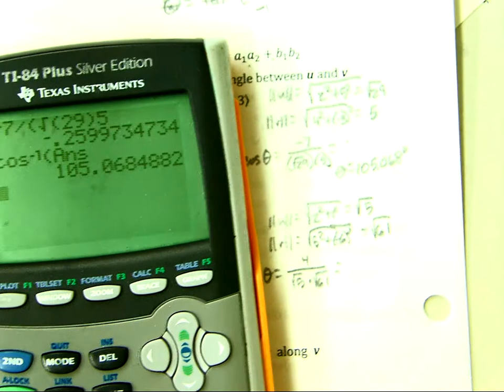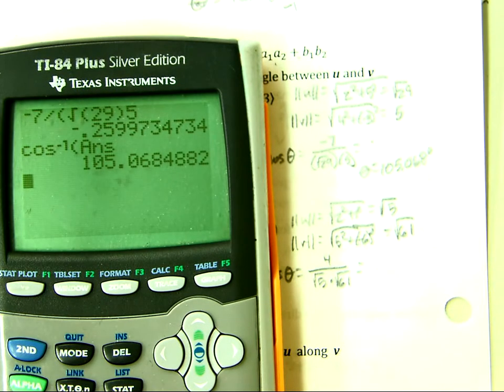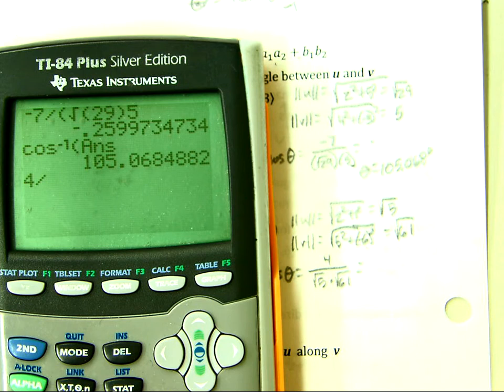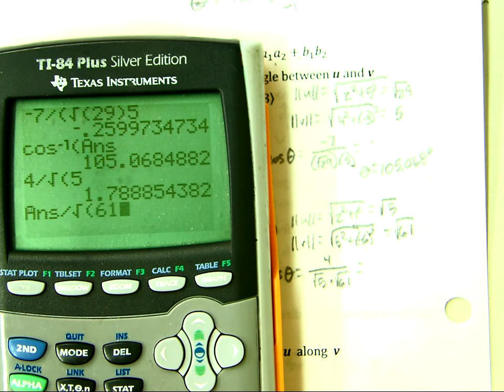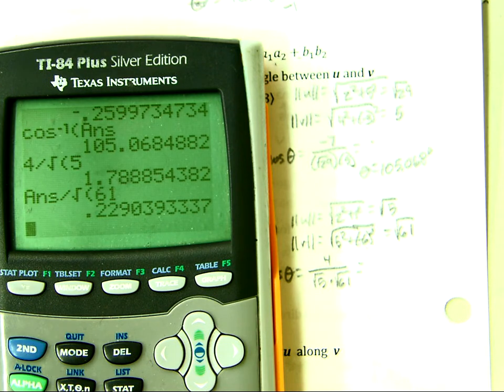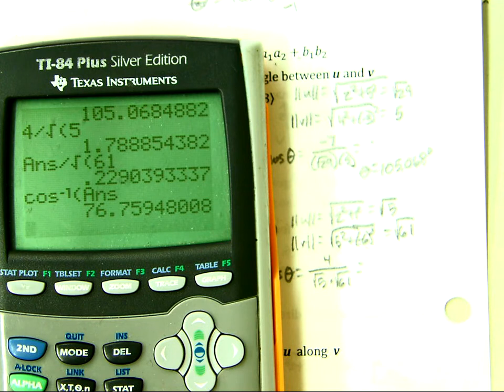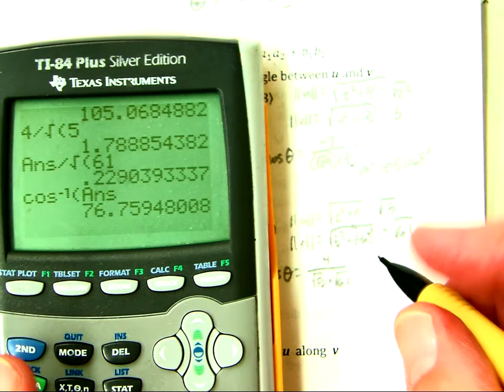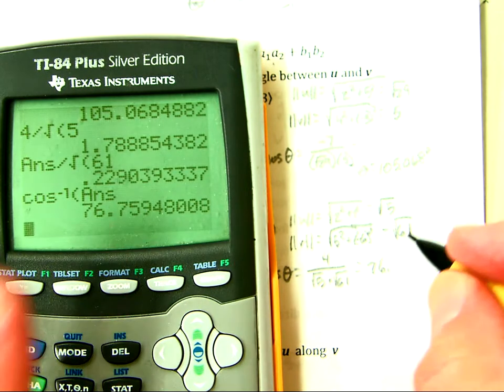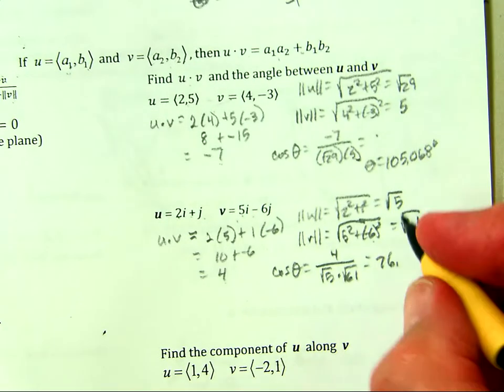Again, we would multiply that on our calculator. So 4 divided by the square root of 5 divided by the square root of 61. I get that decimal. Now I take the inverse cosine of that answer, and I get 76.759 degrees.